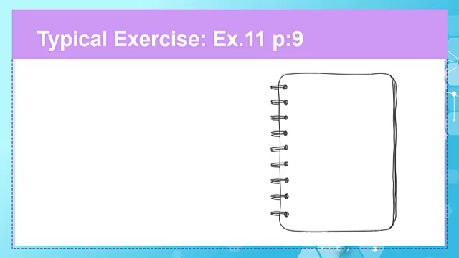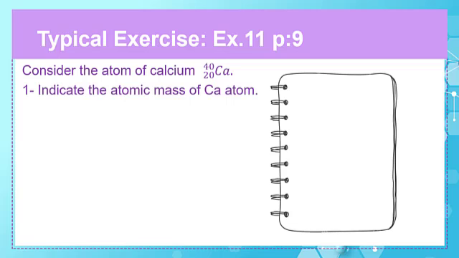Open up the support guide at page 9 to solve the typical exercise 11. Consider the atom of calcium Ca 40 20. Number 1. Indicate the atomic mass of Ca atom. As a rule, the atomic mass is equal to A u. The value of A here is 40. Therefore, the answer will be 40 u.